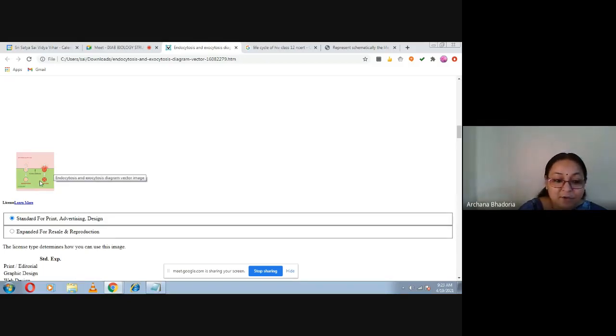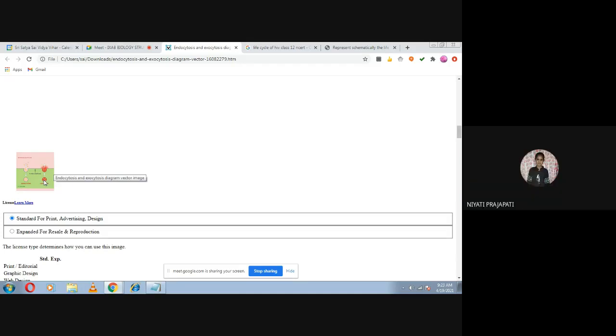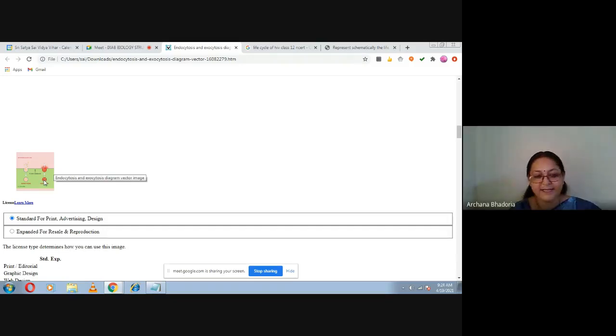Now this is the other process which is called exocytosis, children. Now what did I tell you exo means? Outside. Movement of solid or liquid molecules out of the cell. Out of the cell, isn't it?